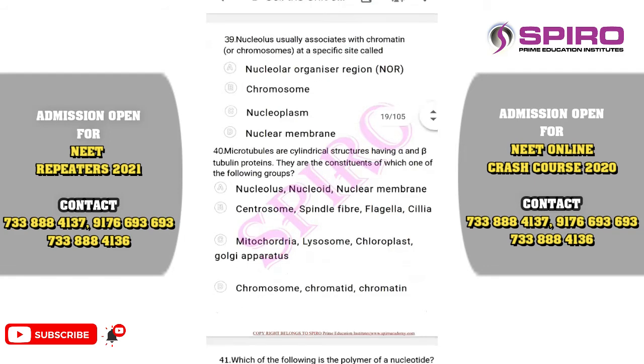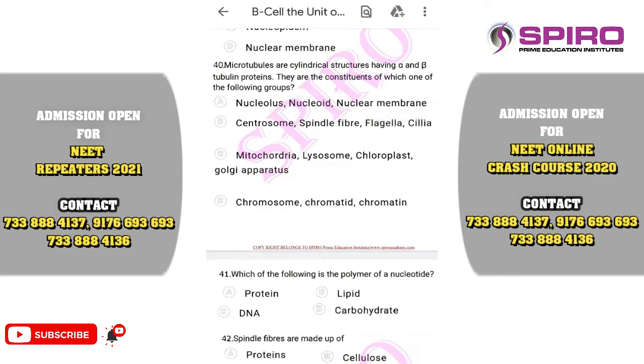Question number 40: the microtubules are cylindrical structures having alpha beta tubulin proteins. These constitute which one of the following groups? So they are asking where this microtubule is going to be present. You know about the structure of flagella and cilia. I have explained it before. It has 9 peripheral doublets and one singlet at the center. This is nothing but the microtubular structure.